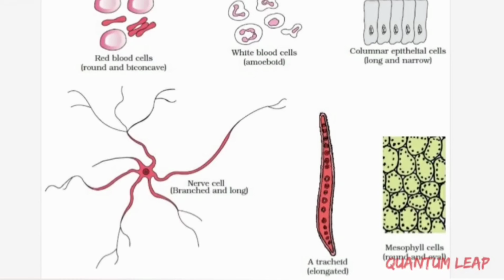One of the longest cells present is the nerve cell. Also, a trachea is elongated, and mesophyll cells are round and oval. So did you see how greatly the cells of different organisms vary in shape and size? They might be polygonal, columnar, cuboidal, thread-like, or even irregular. The shape of a cell may vary with the function it performs.